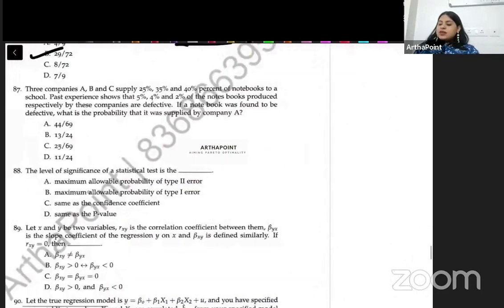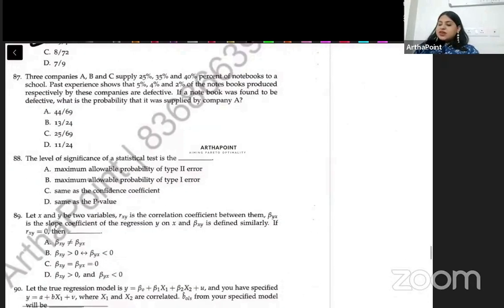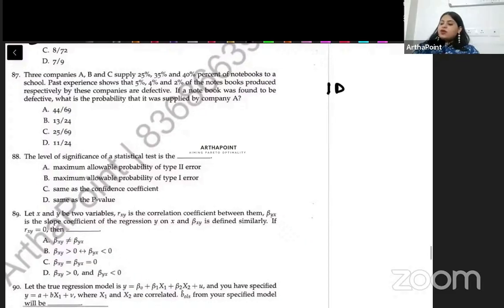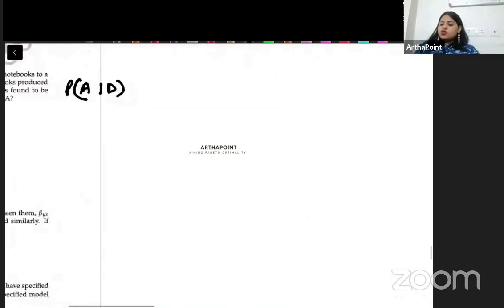Three companies A, B, C supply 25%, 35% and 40% of notebooks to a school. Past experience shows that 5, 4 and 2% of notebooks produced respectively are defective. A notebook is found to be defective. Given it is defective, what is the probability it was supplied by company A? Just use Bayes rule, beta. This is very simple. You're supposed to use Bayes rule.